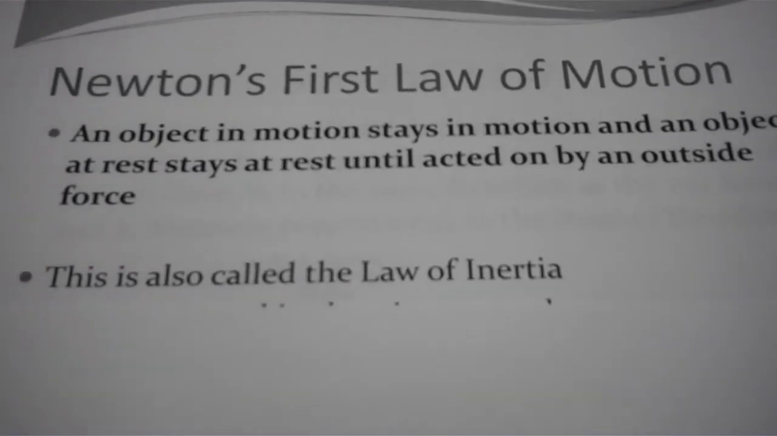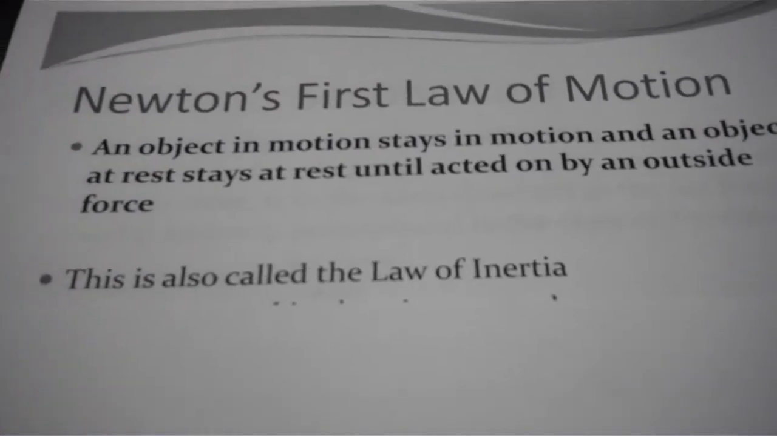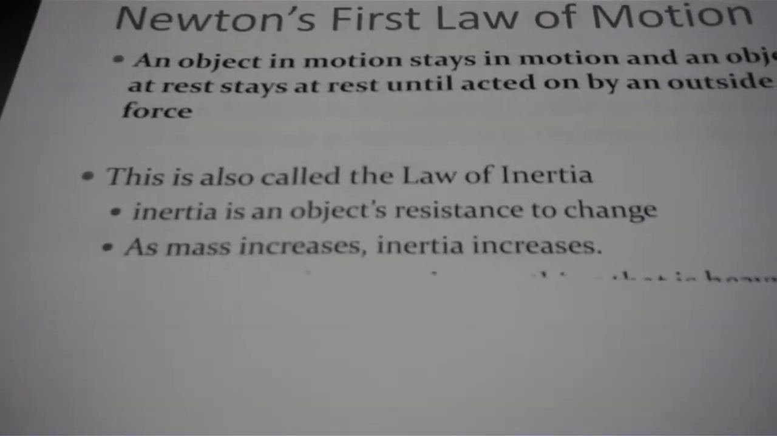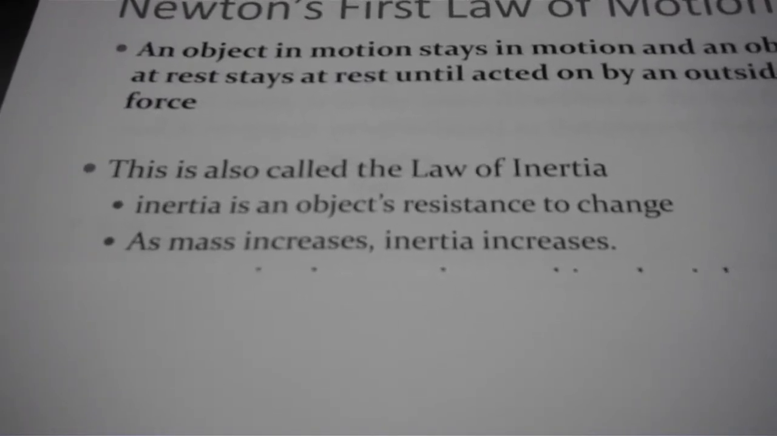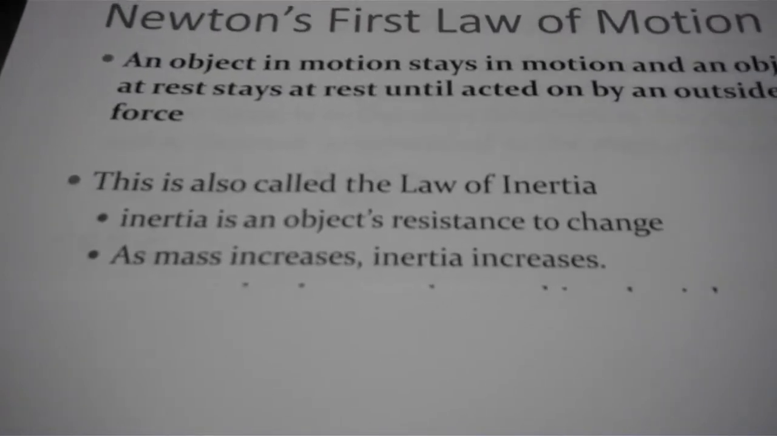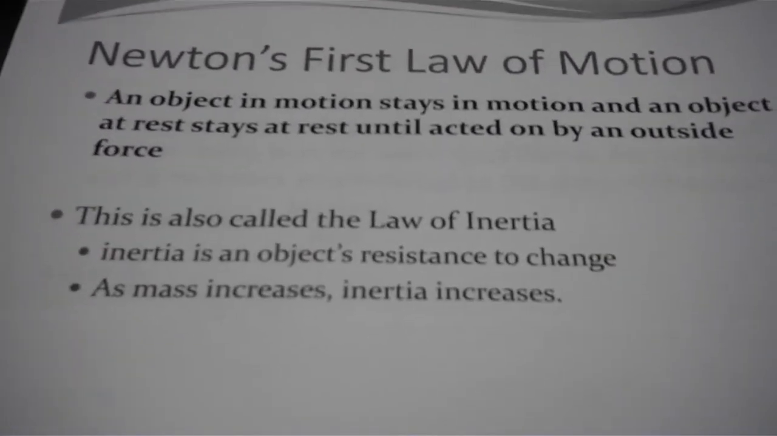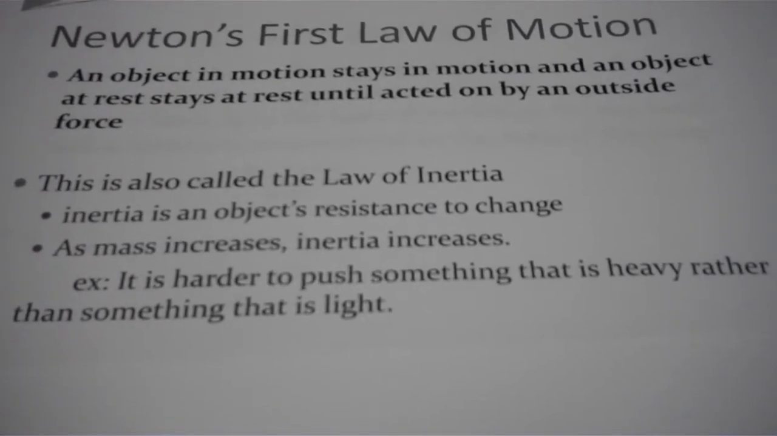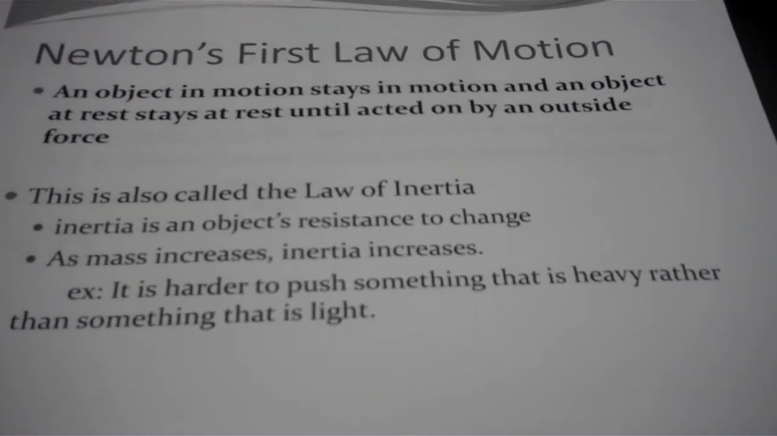Inertia is the concept that everything in the universe is lazy, and it won't move unless it absolutely has to. So that is Newton's first law of motion. Inertia is an object's resistance to change. So the more massive an object is, the more inertia it has. If you think about it, you could probably slide your chair across the floor pretty easily because it doesn't have much mass, but you probably can't slide a pickup truck or a Mack truck across the floor because it's much more massive. So its inertia is going to increase. As an example, it's a lot harder to push something heavy than something that is light. So that is Newton's first law of motion.